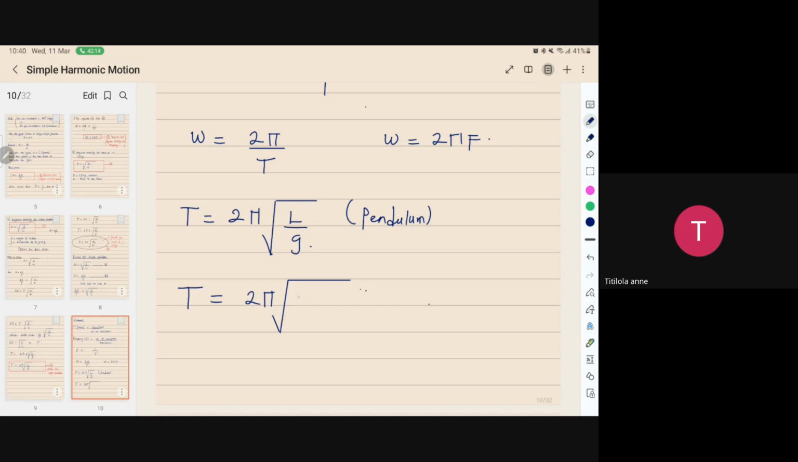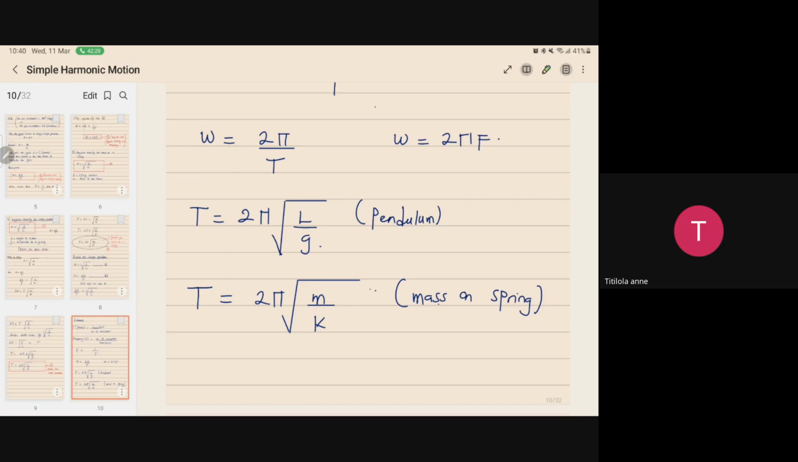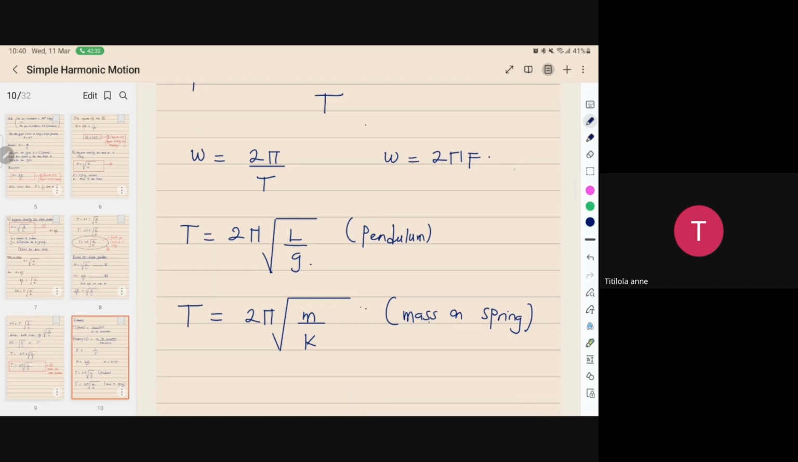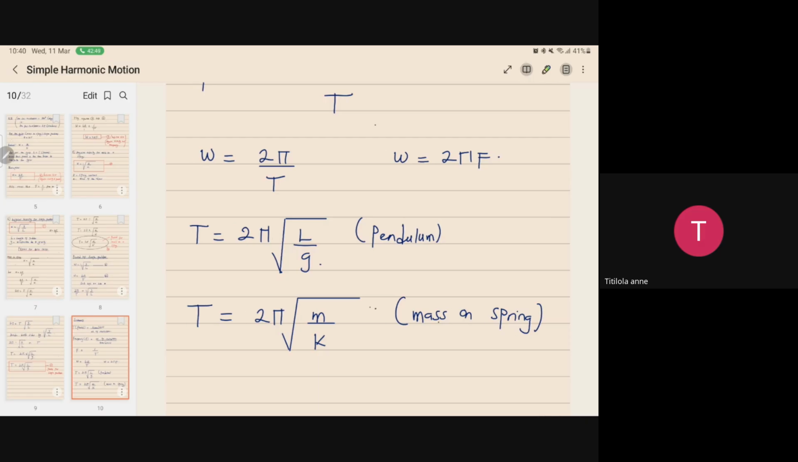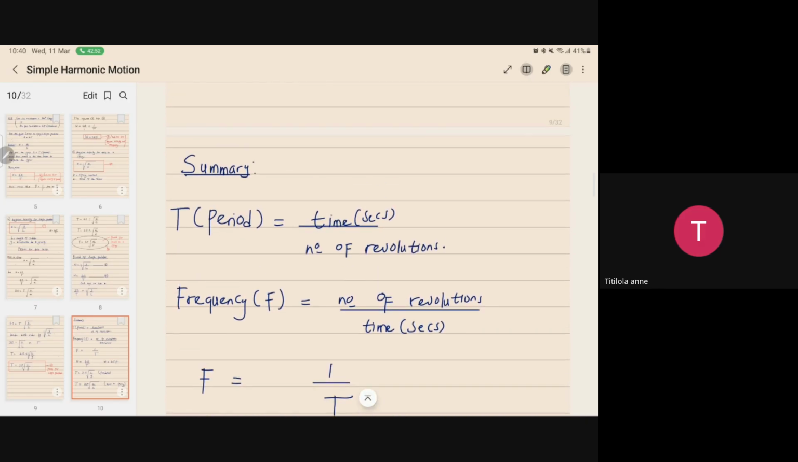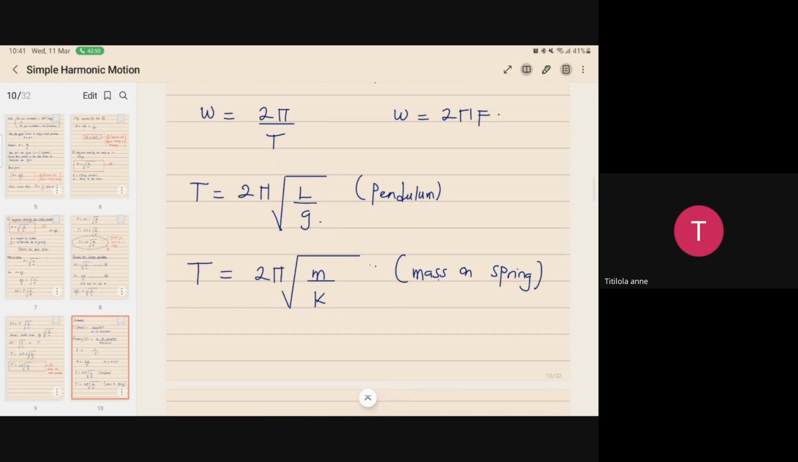So now you have square root of m over k. This has to do with mass on a spring. All right. So these are the key things that we have right here. It's important to know the relationship between these two things. Just observe them. These are the key points I want you to always remember as we walk through our journey together. Though there are more things you need to know, for now just wrap your head around these ones.